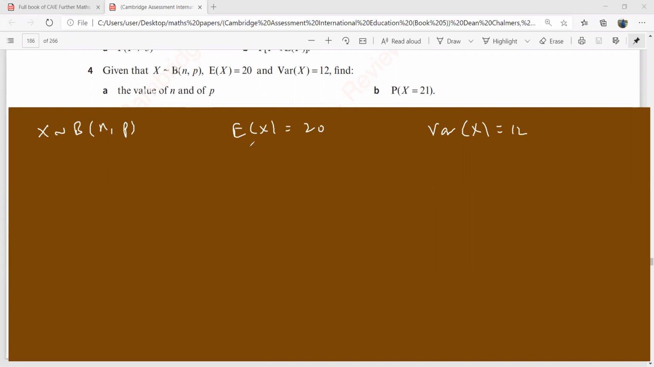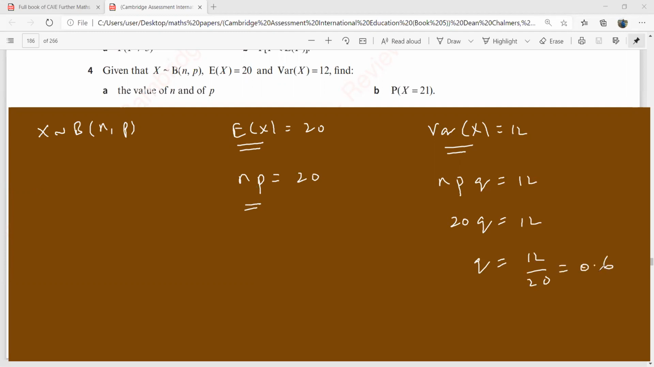So, you know, this E of x, you will change that with np, that is going to be 20. And this variance, that means npq, that is equal to 12, okay. From this, you put np into this. So can I say this is going to be 20 times q, that is equal to 12? Anna, yes, q is 12 over 20. So that is 0.6. And then I know that your q is 1 minus p. So p is going to be 0.4.